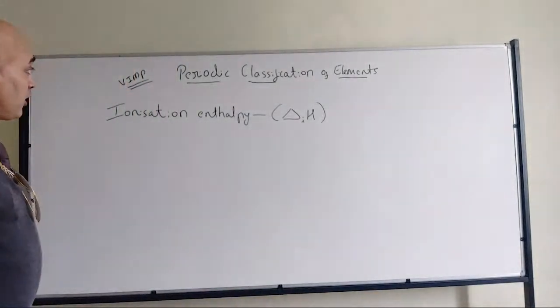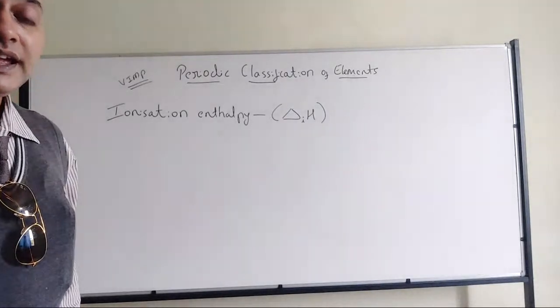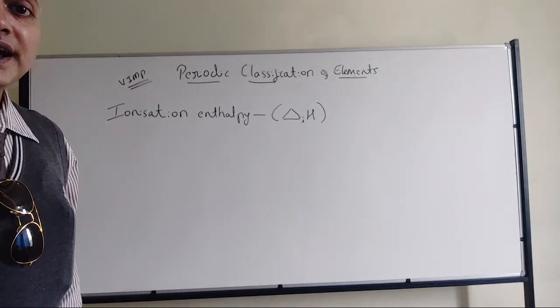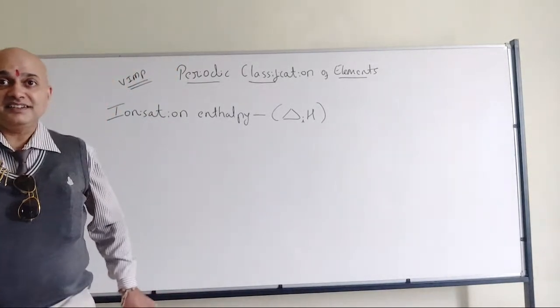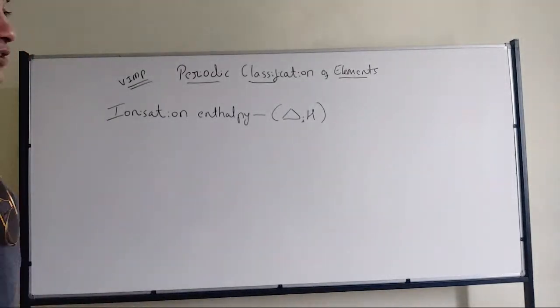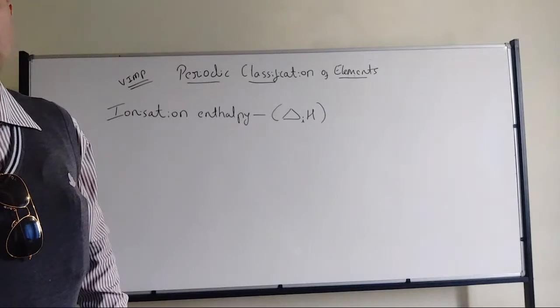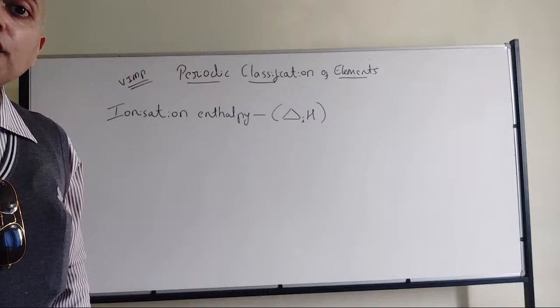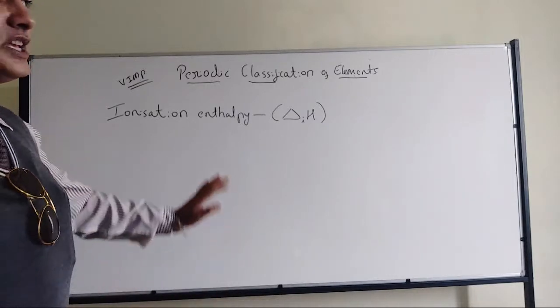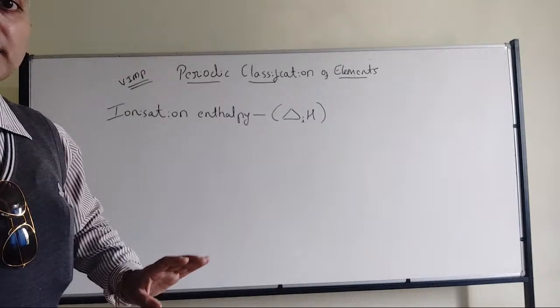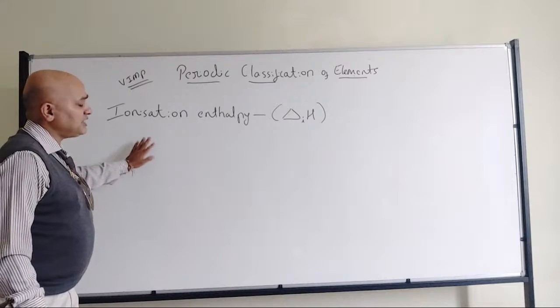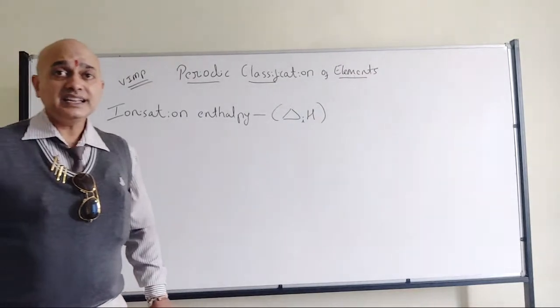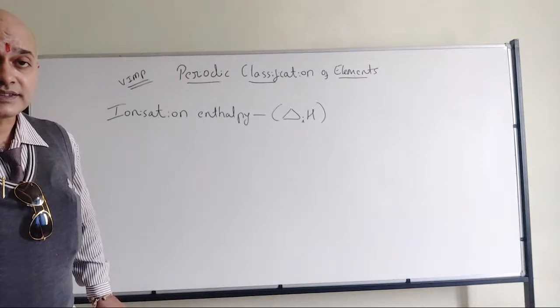So when I am talking about ionization enthalpy, first you should define what you mean by ionization enthalpy. Now, if you have understood atomic size, you can easily write this, because ionization enthalpy is related to atomic size. It is related to atomic size.